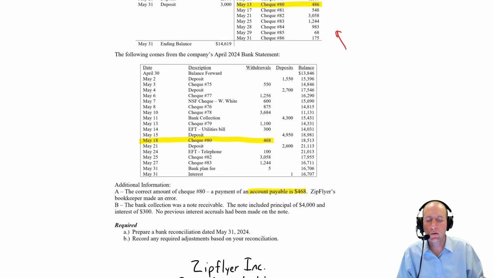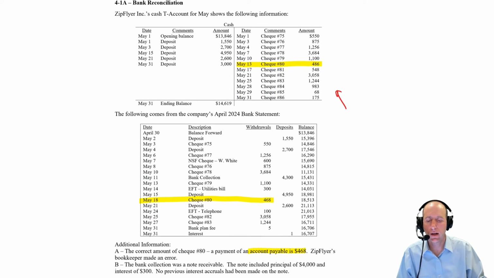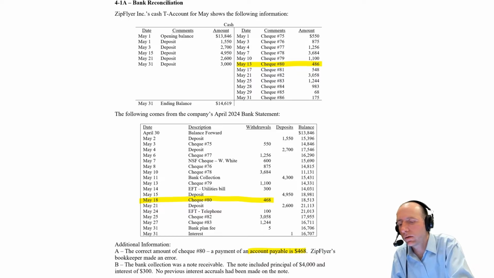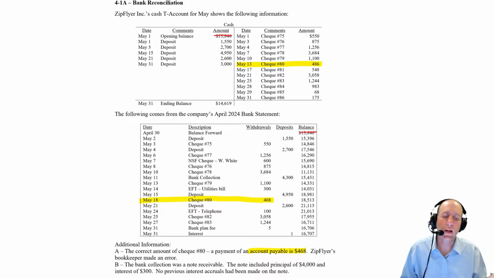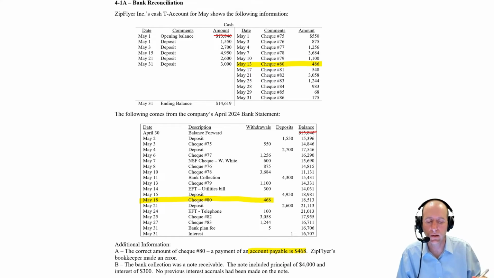Well, let's go through all of our T account and see if there's anything in our T account that the bank doesn't know about. So we'll go through them one at a time here. The opening balance matches, 13,846 on our side, 13,846 on the bank side. That's important. If they don't match, we might have items from the previous month to clear. If you want to see an example where the opening balances don't match, problem 4.2. We go through one where the opening balances aren't going to match.